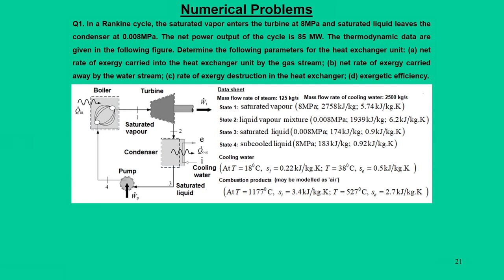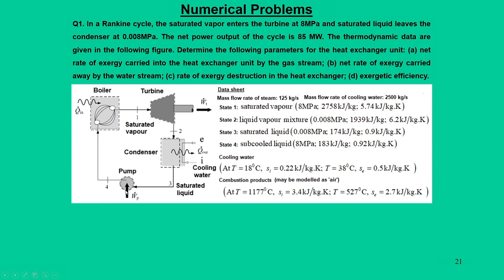Now, we will try to solve numerical problems based on our discussions for a vapor power system. For the first problem, I have taken a schematic figure and prepared a data sheet. We have a conventional vapor power system operating with water as the working fluid, and it operates on a Rankine cycle. The cycle has components like boiler, turbine, condenser and pump.